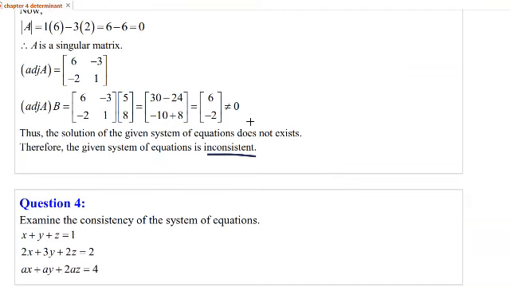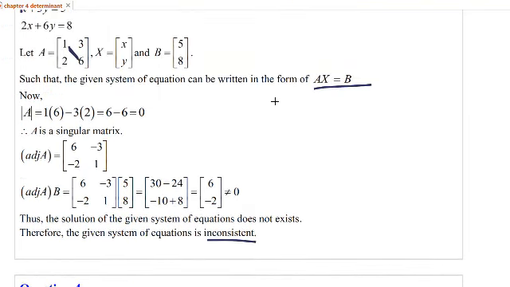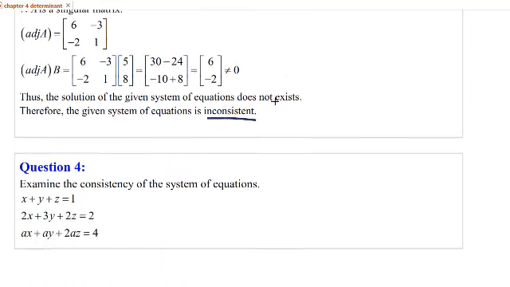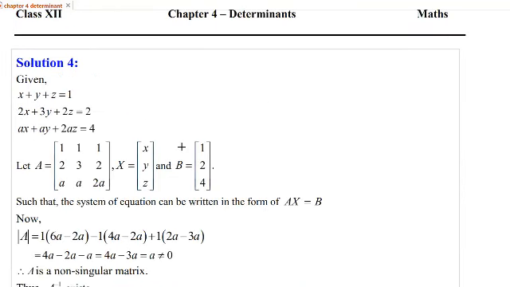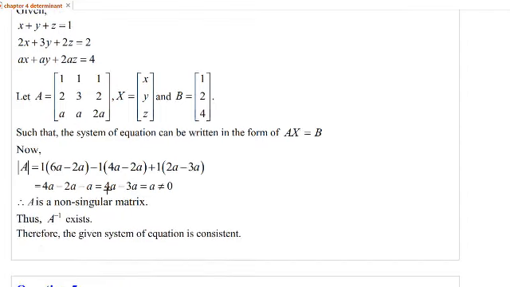So generally in this exercise, if determinant A is 0, then adjoint A into B will be a non-zero matrix, and hence you'll always see that the system of linear equations is inconsistent. Now this is a 3 by 3 system, and we have to check its consistency. Again the same thing, AX = B, but now everything has been scaled up. Matrix X is now x, y, z because 3 variables are there, and matrix B has 1, 2, 3 and 1, 2, 4. Now I'll check the determinant.